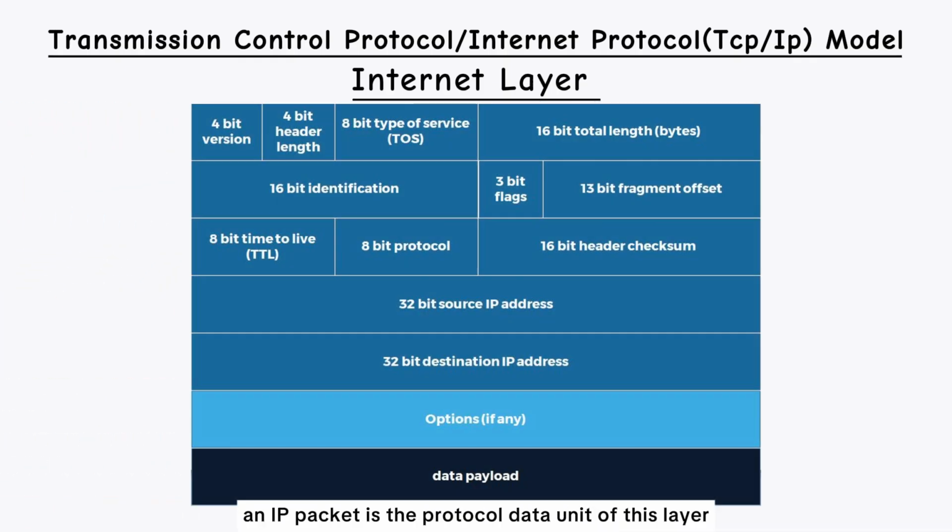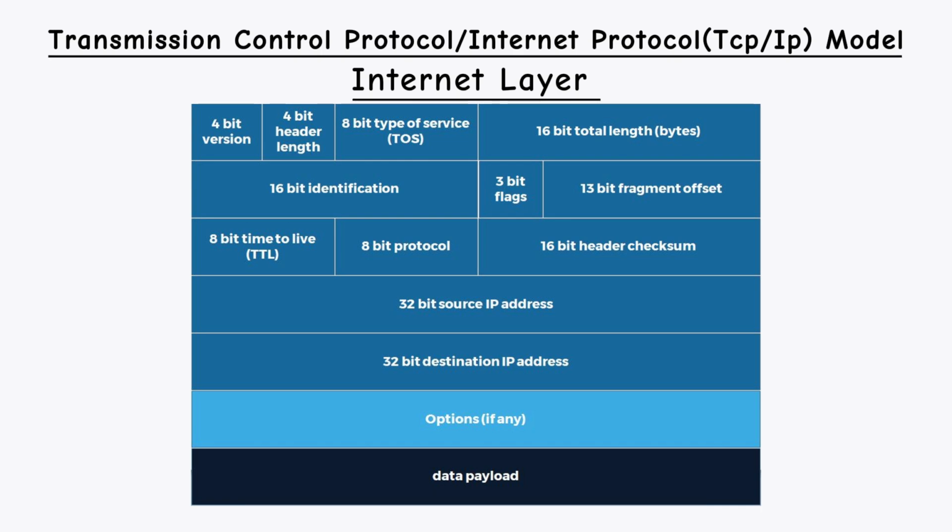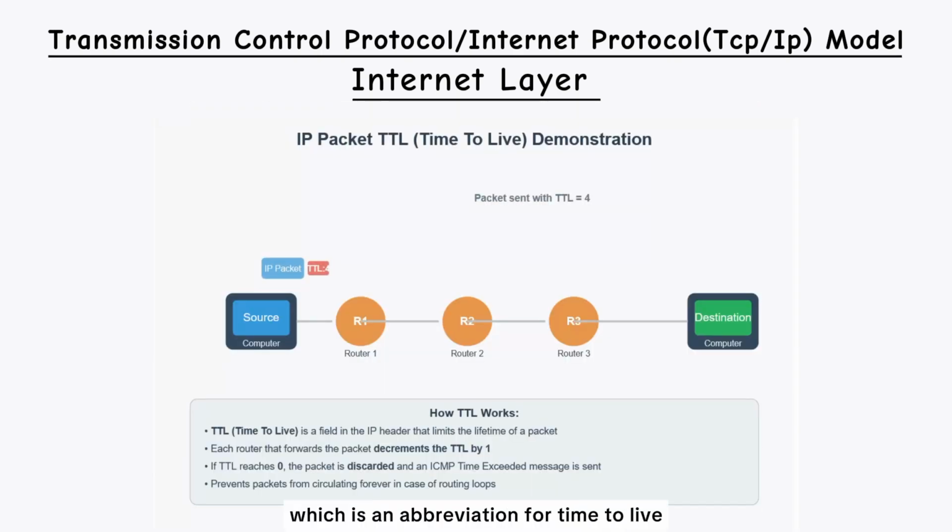An IP packet is the protocol data unit of this layer, and it contains all the crucial information for the delivery of the packet. It contains information like the source IP address, which is the logical address of the sending device, and then the destination IP address, which is the logical address of the receiving device, and this never changes throughout the routing journey. It also contains a TTL, which is an abbreviation for time to live, and it's a counter that decreases at each hop or router in the packet forwarding process. And as soon as it hits 0, the packet is then discarded. This prevents packets from being stuck in a loop on the internet.